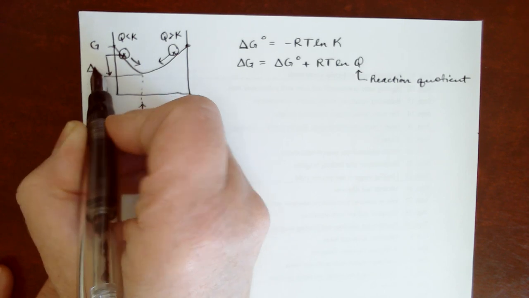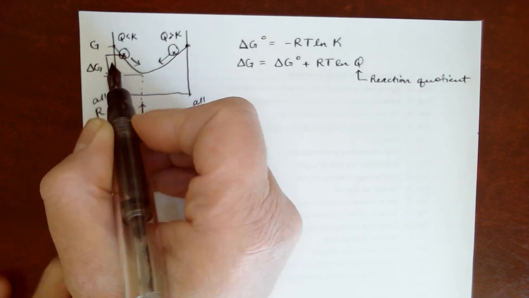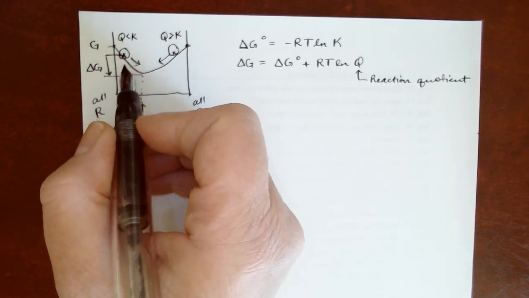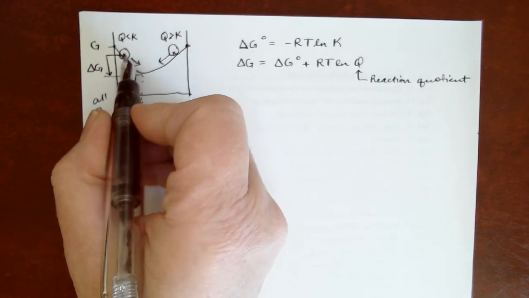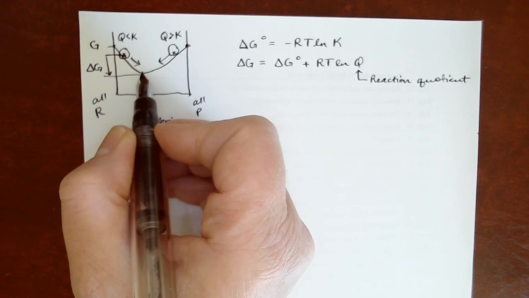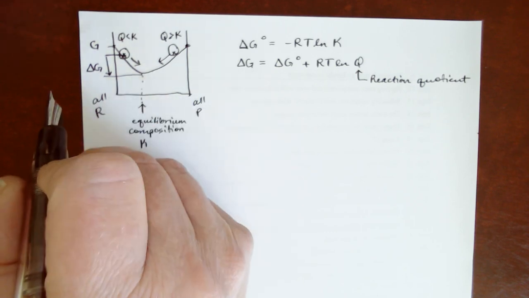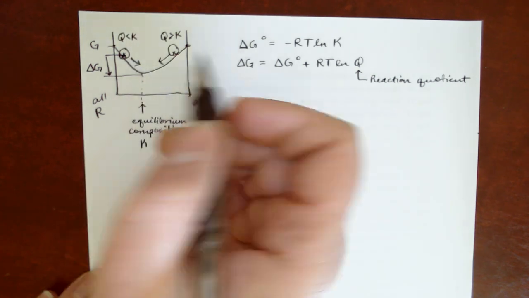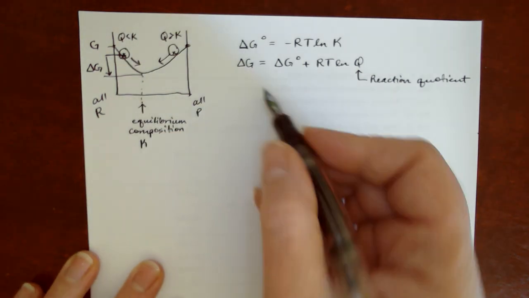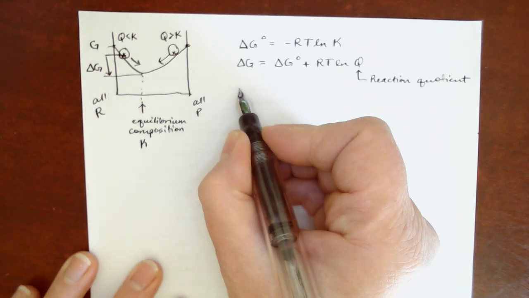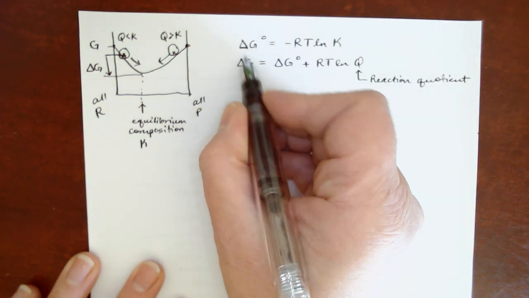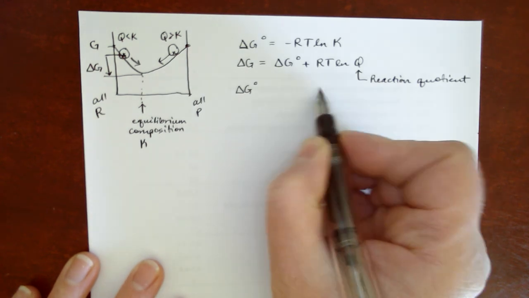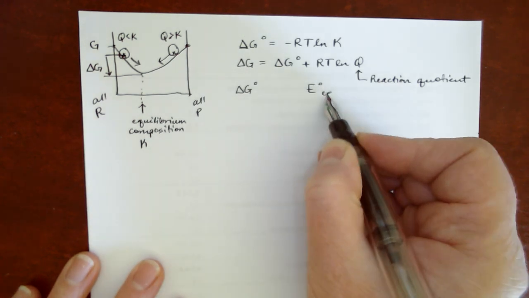So this is the delta G if we were at this composition and we were going forward. That's how much that would change. So this applies then, and we know that we can convert between the Gibbs energy and the cell potential.